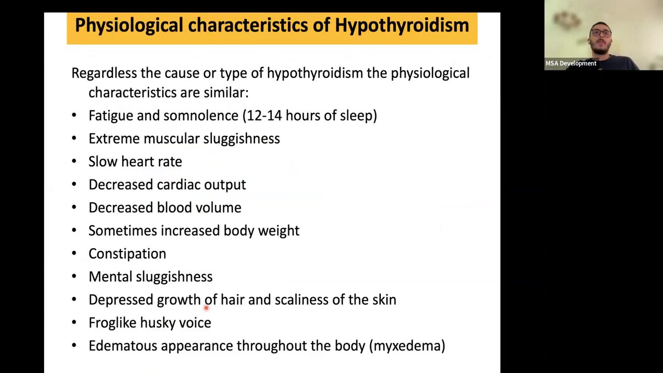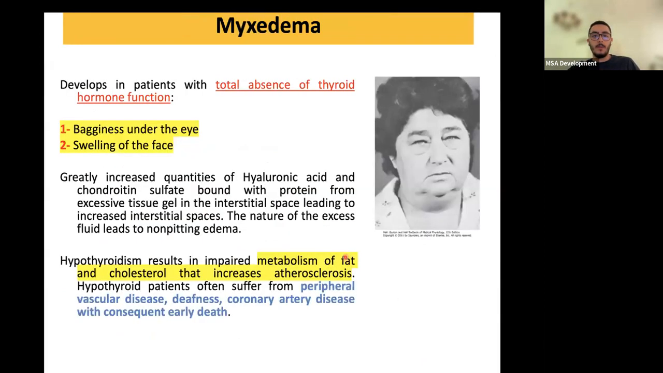The characteristics of hypothyroidism are the following. They are literally the opposite of the normal function of the thyroid gland. So this includes fatigue, somnolence, extreme muscular sluggishness, slow heart rate, decreased cardiac output, decreased blood volume, constipation, the opposite of diarrhea, unintentional increased body weight, mental sluggishness, frog-like husky voice, basically the opposite of everything we said about the normal functions of the thyroid.